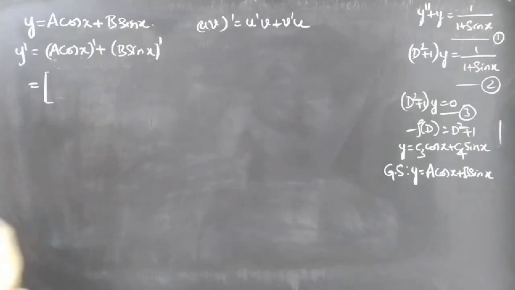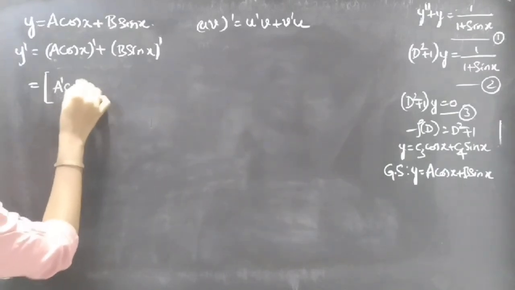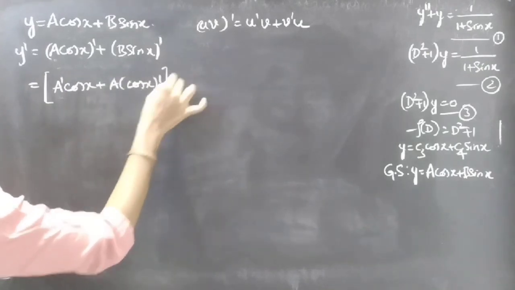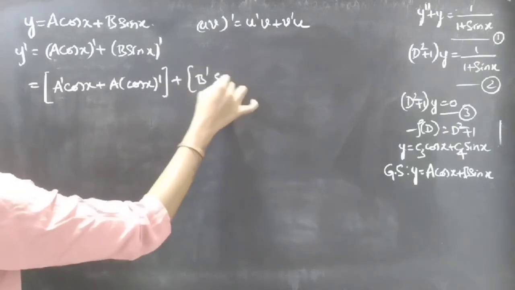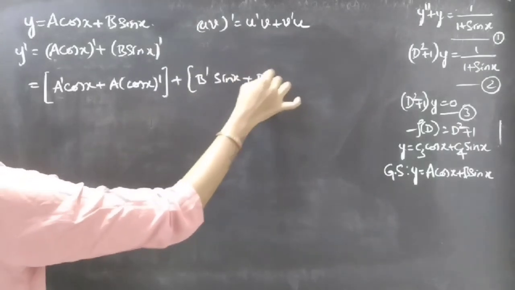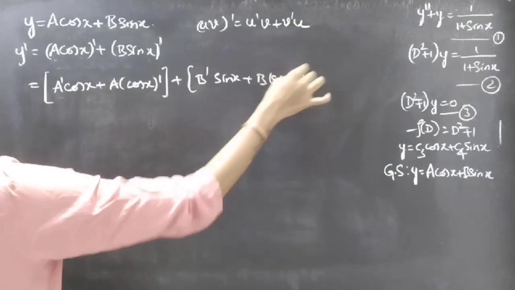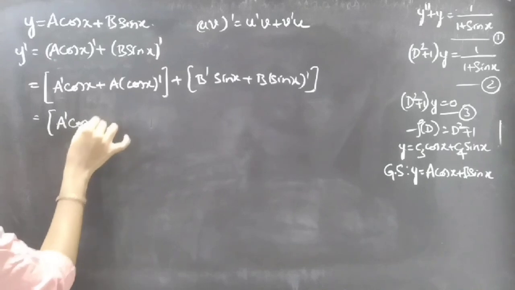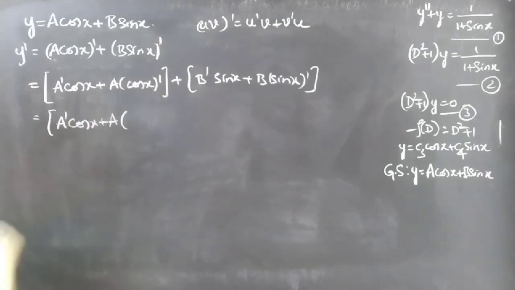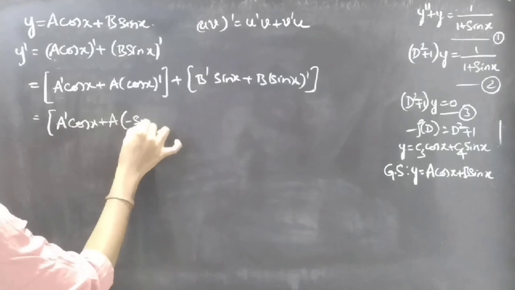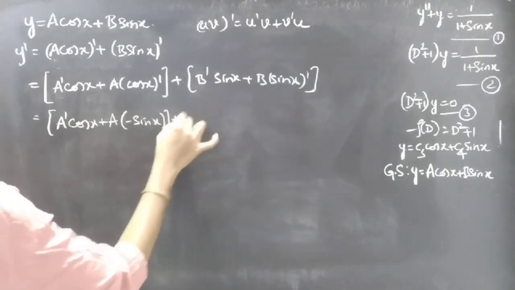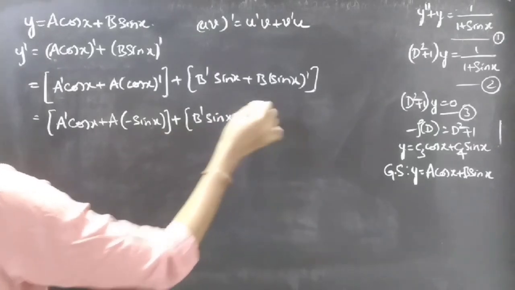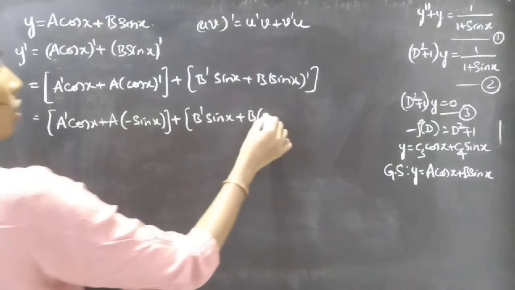We need to apply this formula here. We'll get a dash cos x plus a into cos x whole dash plus b dash sin x plus b into sin x whole dash, right? This equals a dash cos x plus a into derivative of cos x with respect to x, which is minus sin x, plus b dash sin x plus b into derivative of sin x with respect to x, which is cos x.